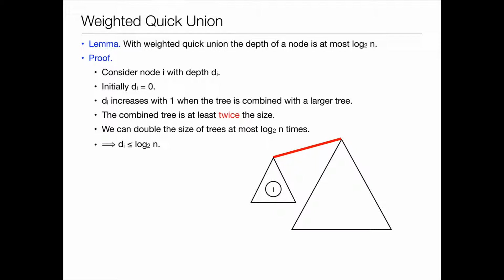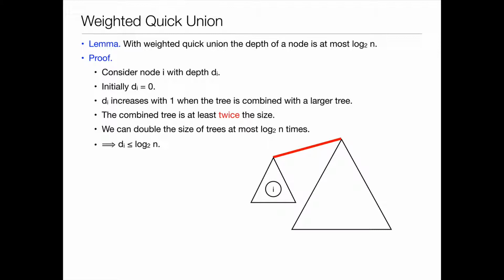So let's show that the weighted quick union always produces trees where the depth of the trees is at most log n. To see this, consider a node i with depth d_i. Initially, when we do the init operation, d_i is 0. Now, d_i can increase by 1 only when the tree is combined with a larger tree, as shown over here in this example. Right, we have i here in a small tree, and when we combine it with a tree that is larger, then we add this edge here, effectively adding 1 to the depth.